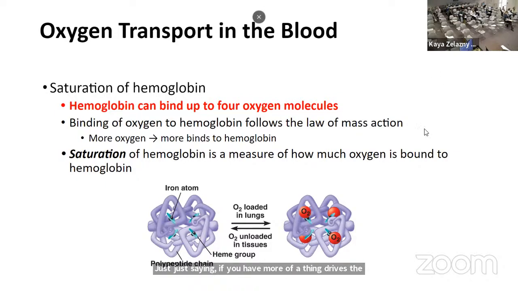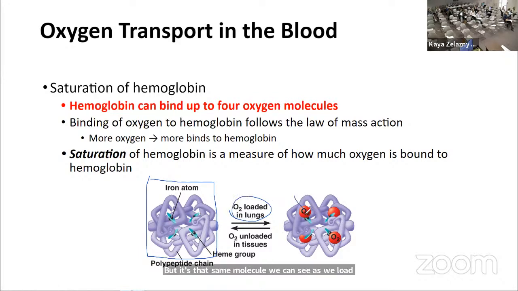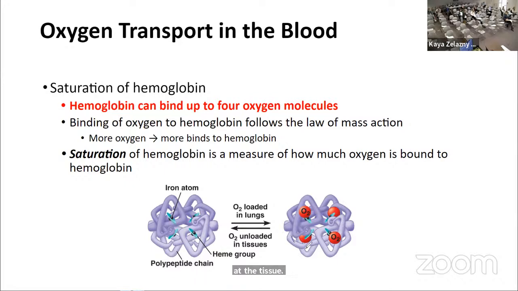So here we see an image of this binding happening, okay? So here we have our hemoglobin. It's a different color, but it's that same molecule, okay? We can see as we load oxygen in the lungs, we end up with oxyhemoglobin as we have oxygen binding into those heme groups. And the opposite thing happens at the tissue. So as we're losing oxygen, what we're really saying is that we're taking off this oxygen, sending it into the other cells, taking us back to our deoxyhemoglobin.